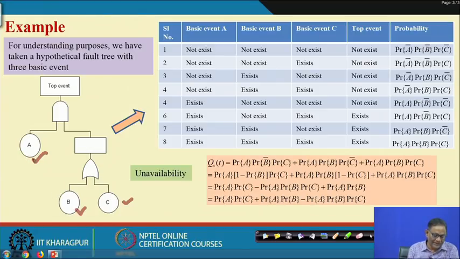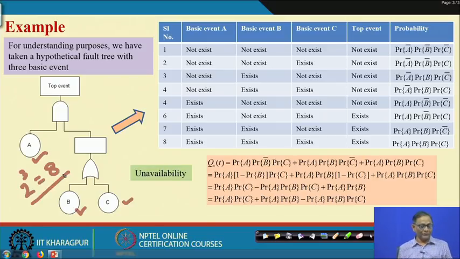So, there are three basic events, each having two states, so there will be 2^3 = 8 combinations. Now, because you know the system configuration and also the AND and OR gate combinations, finally what will happen, you will find out some of the combinations when the top event exists, and some of the combinations when the top event will not exist.